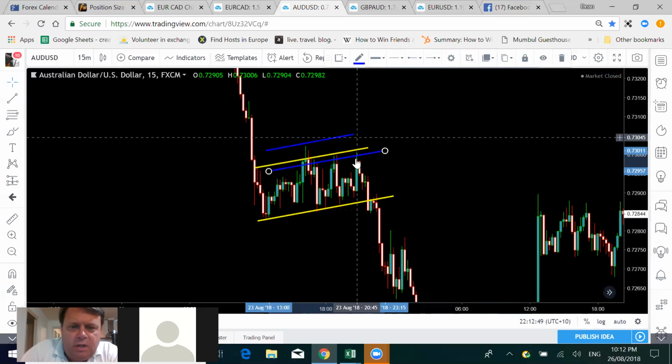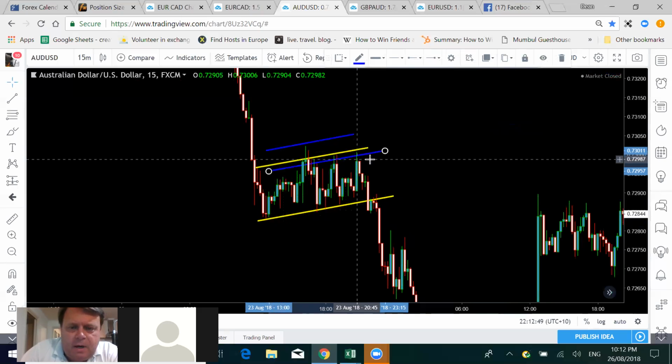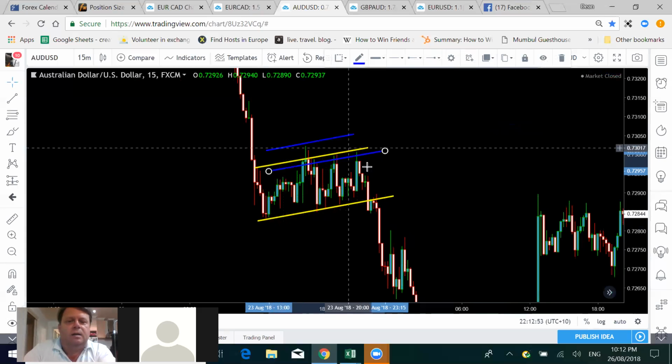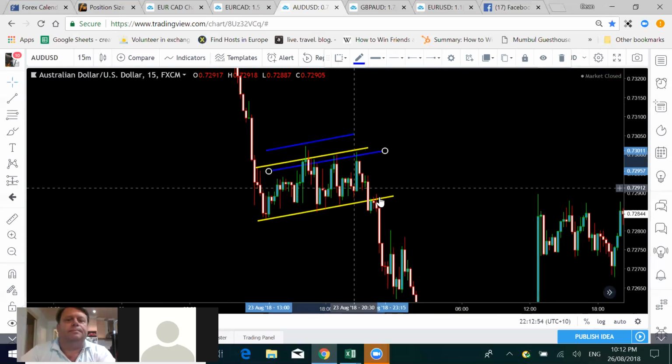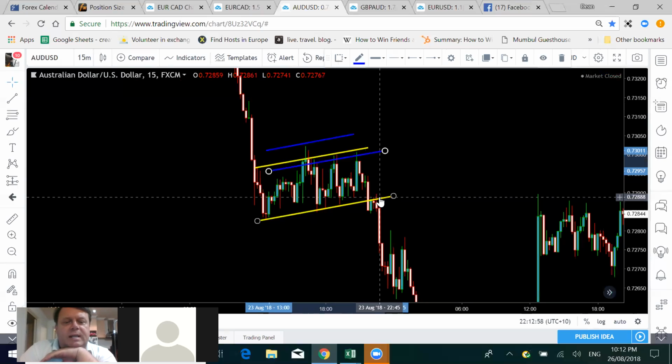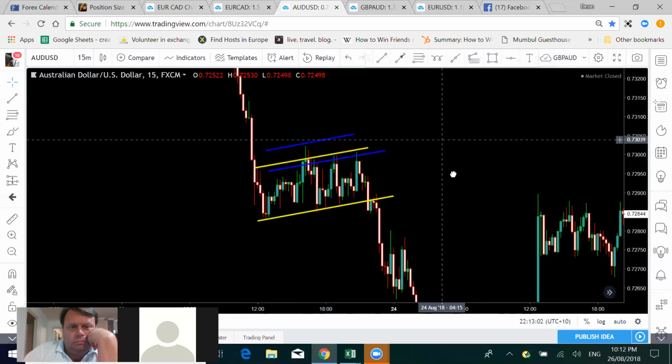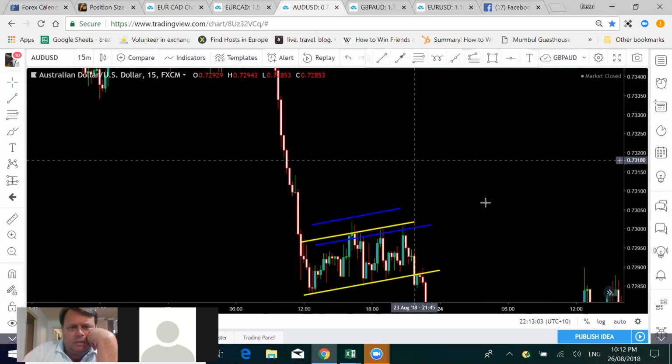Because if he's wrong, he'll just get out for 15 pips. Then he'll readjust these particular flag lines, and on the 4th run up, he'll try again. And that's how he enters trades. Does that make sense?